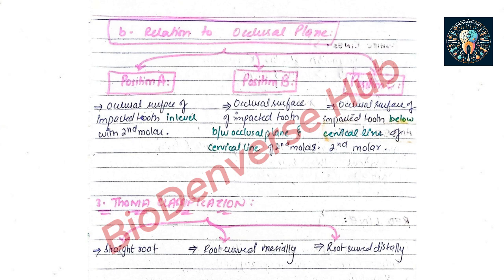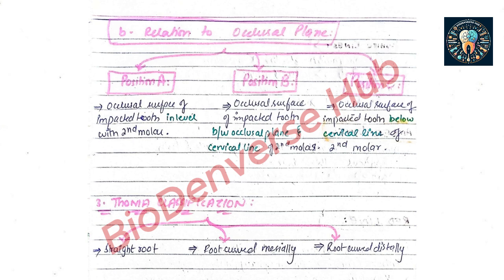Now we will be studying the classification in relation to the occlusal plane. First of all, position A is when the occlusal surface of the impacted tooth is in level with the second molar. It will be termed as position A impaction. Position B impaction is when the occlusal surface of the impacted tooth is between the occlusal plane and the cervical line of the second molar.